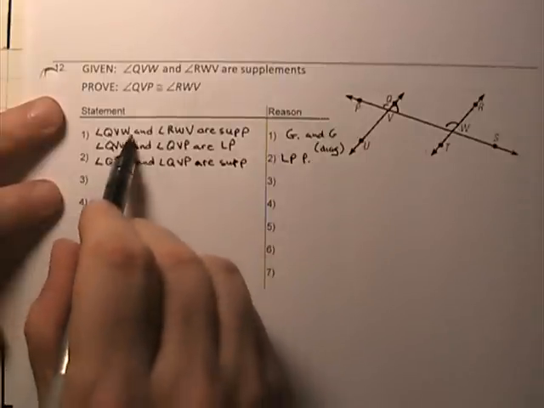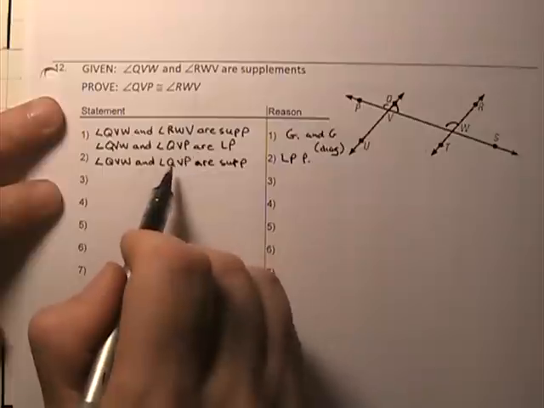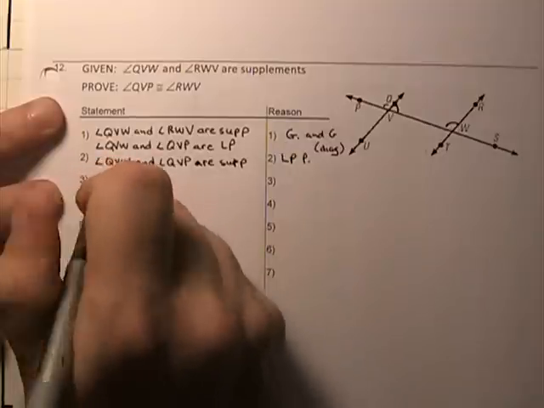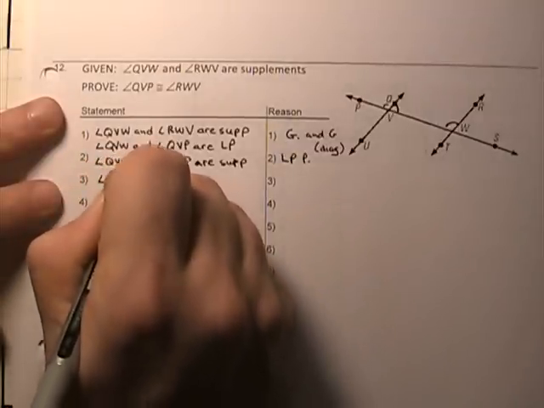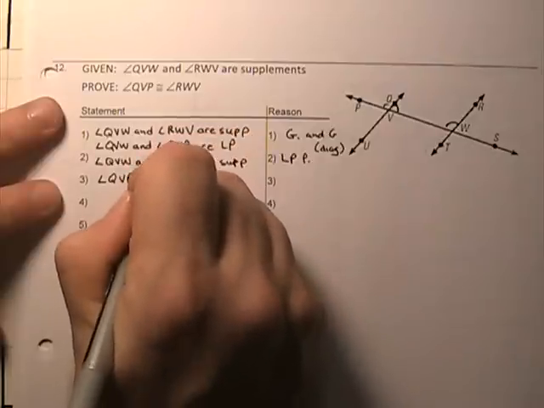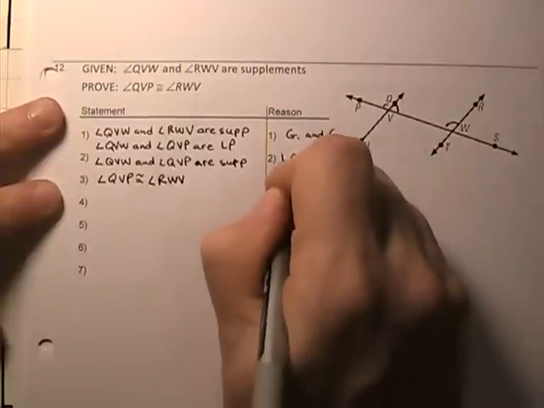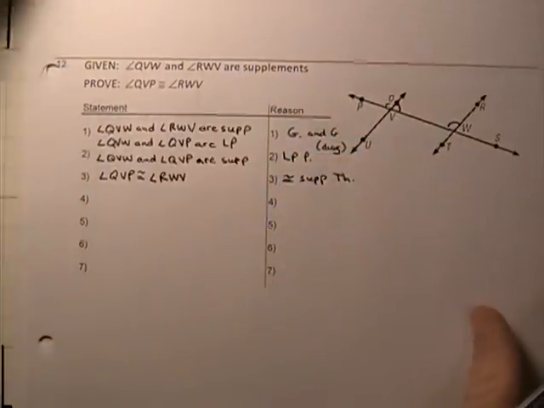And now I've got two angles that are supplements to QVW. RWV and QVP are both supplements with QVW. So now I can say that angle QVP is congruent to angle RWV because of the congruent supplements theorem.